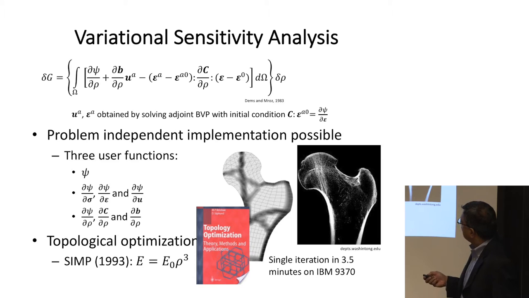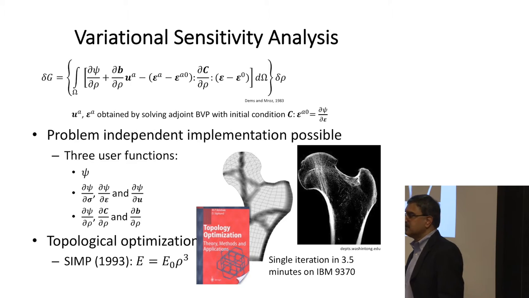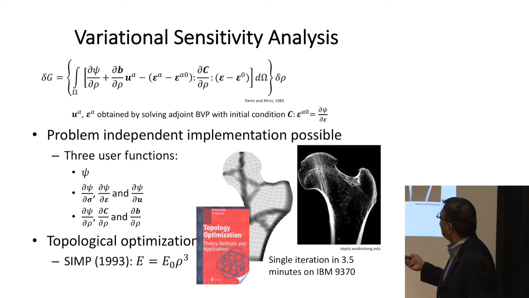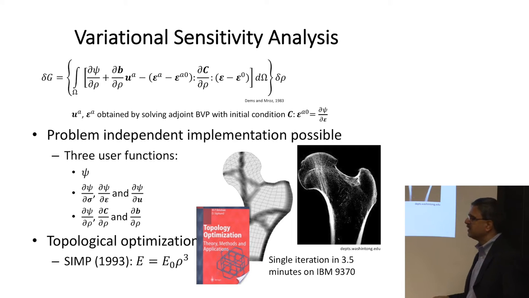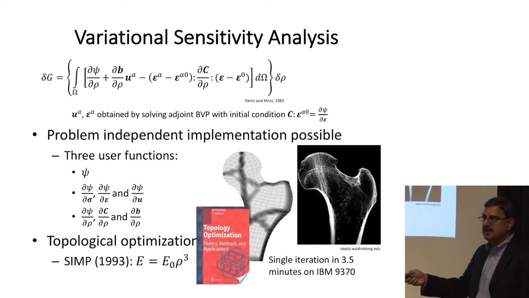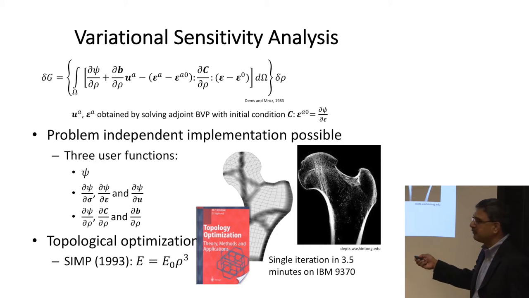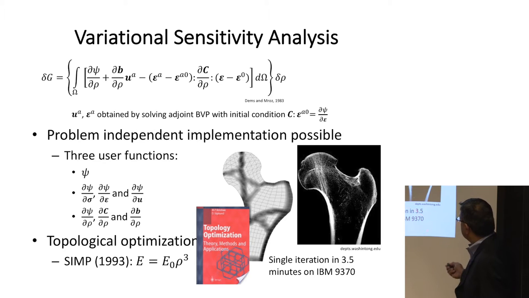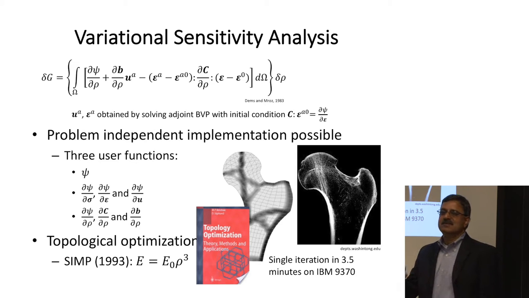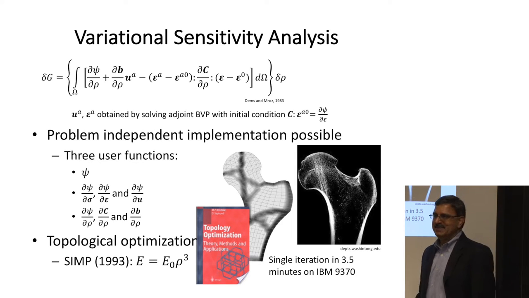And you do that, and then I found out that I can implement this in a problem-independent manner within a finite element code if the user provided three functions. How to evaluate psi, how to evaluate the derivatives of psi with respect to behavioral quantities, how to evaluate derivatives with respect to design quantities, in this case, density. If I did this, then I can solve this problem in a problem-independent manner. For any new problem, whatever be the objective, if the user provided this, I could do automatically sensitivity calculation. I did that, and then it turned out, when I implemented that, the single iteration was 3.5 minutes. I had the possibility of graduating. Now I could.